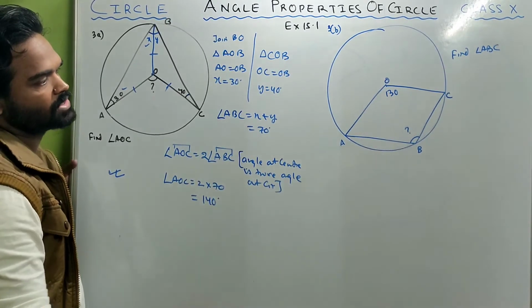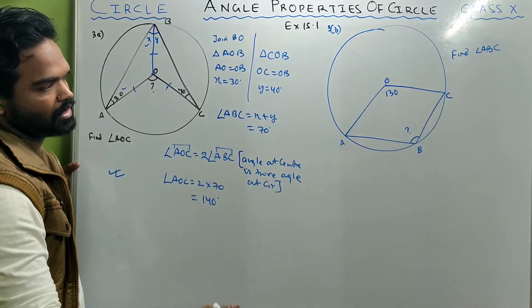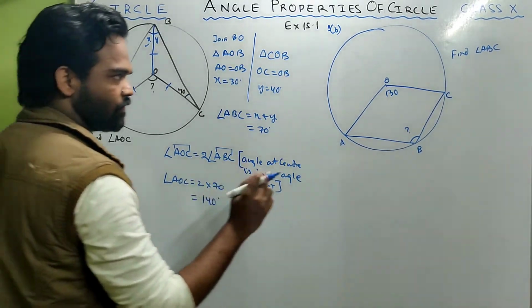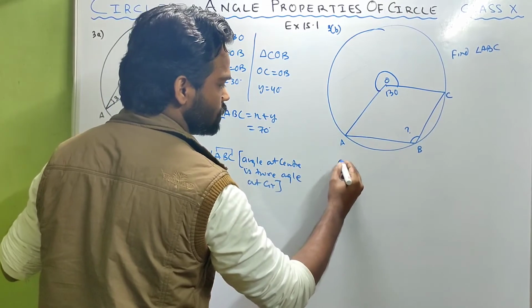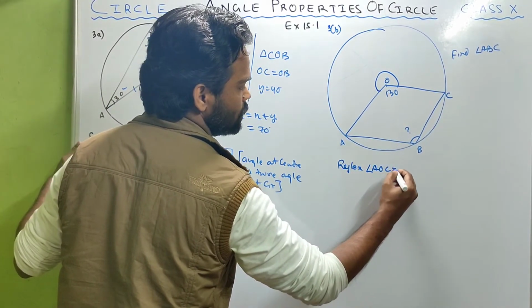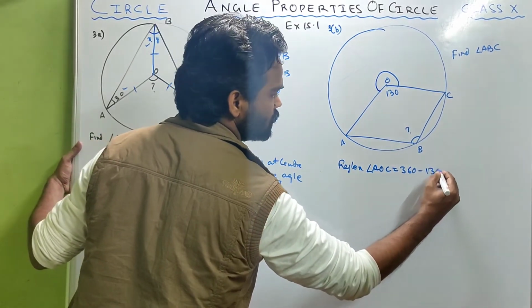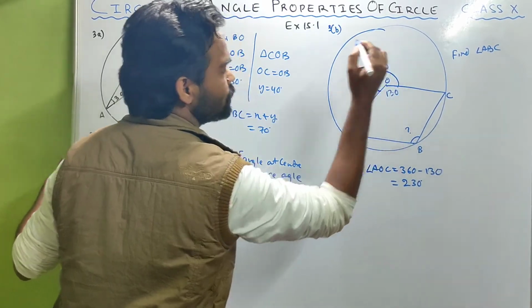Look at this one. They've given the circle, O is the center, angle AOC is 130 degree. They have told us to find angle ABC. Look carefully. This angle first. Reflex angle AOC will be 360 minus 130. That's 230, isn't it? This is 230.